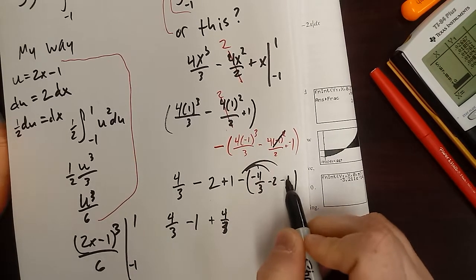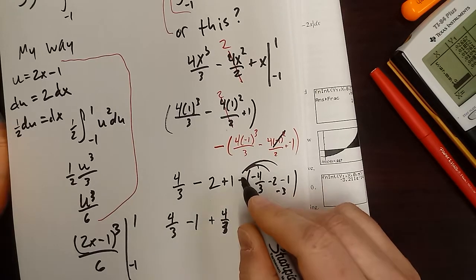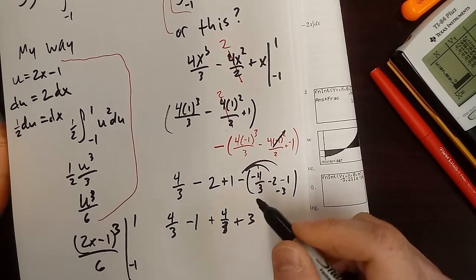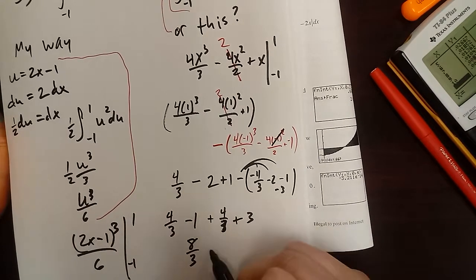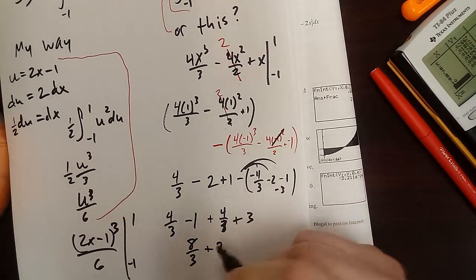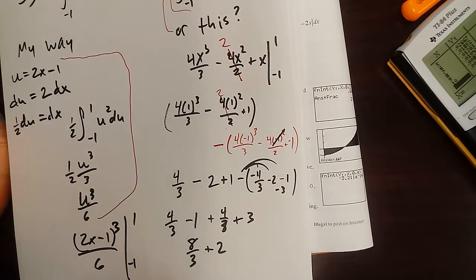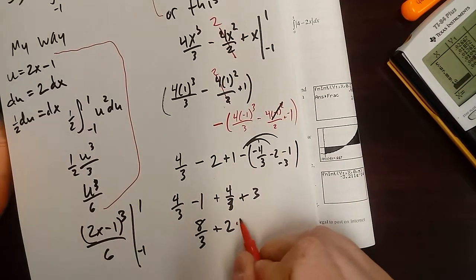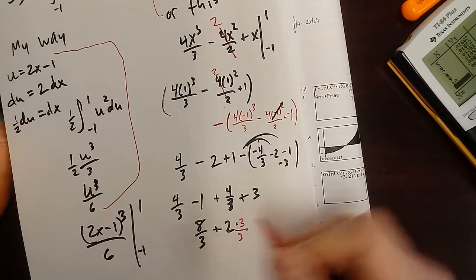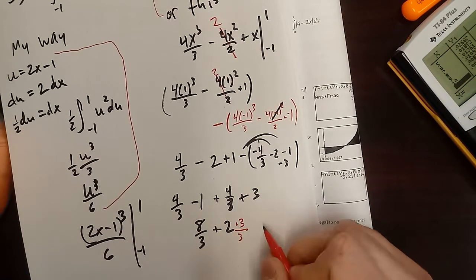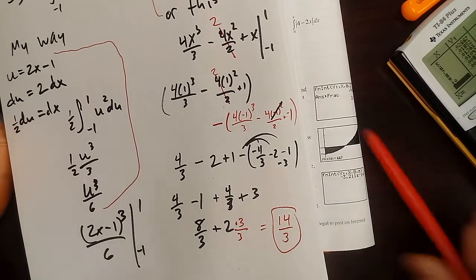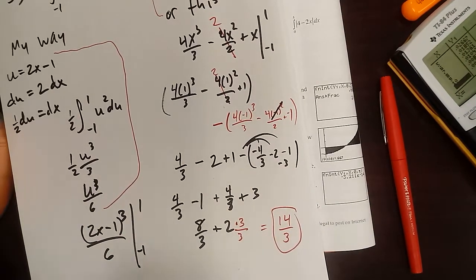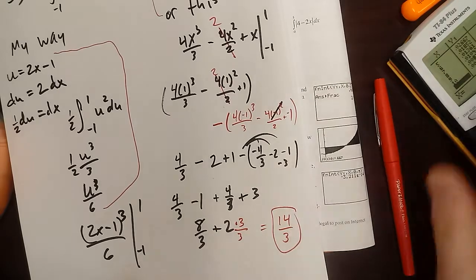This is going to be minus 3. So minus 3 is plus 3. So 4 thirds plus 4 thirds is 8 thirds. That's going to be plus 2. And then I can get this to be over 3 if I do times 3 over 3. So it's 6, so I get 14 thirds, which would be what, 4 and 2 thirds, or 4.6 repeating.